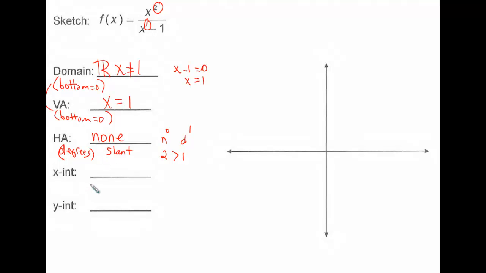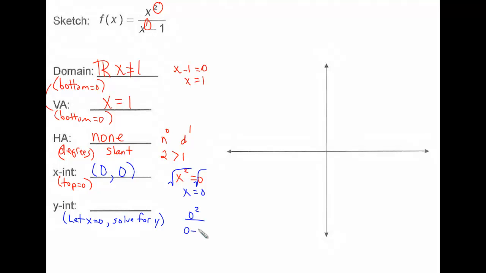For the x-intercept, we set the top equal to 0. So x squared equals 0, and we solve for x. So take the square root of both sides. x is equal to 0. So the x-intercept is 0, 0. Y-intercept. Let x be equal to 0 and solve for y. So 0 squared divided by 0 minus 1 is 0 over -1, which is 0. So the y-intercept is 0, 0.